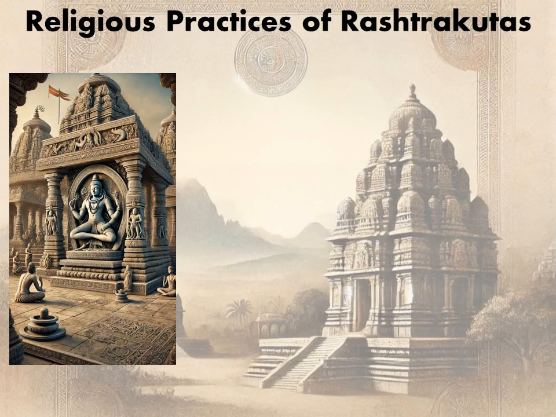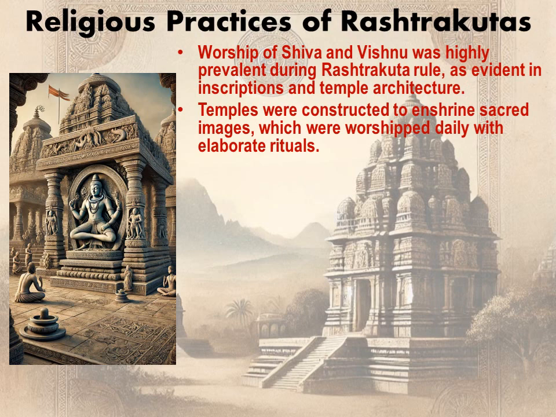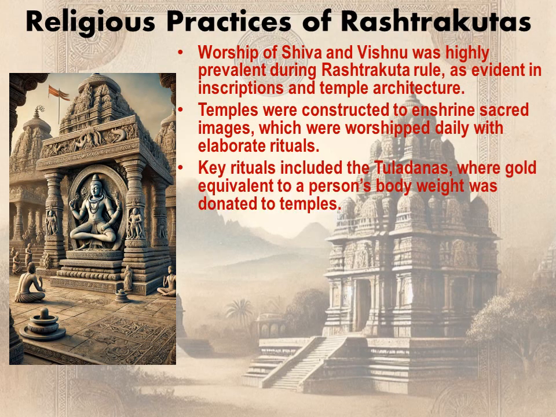Religious practices of the Rashtrakutas. Worship of Shiva and Vishnu was highly prevalent during the Rashtrakuta rule, as evidenced in inscriptions and temple architecture. Temples were constructed to enshrine sacred images which were worshipped daily with elaborate rituals.